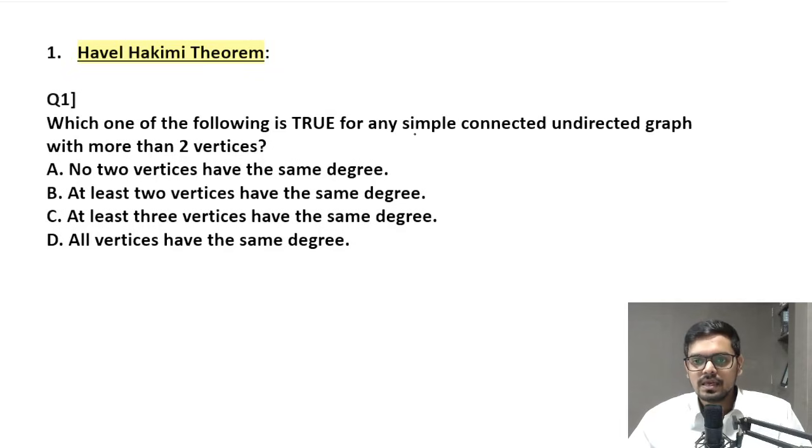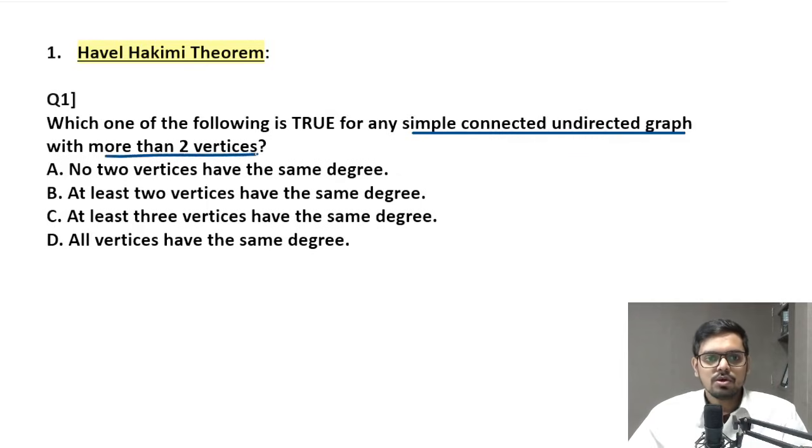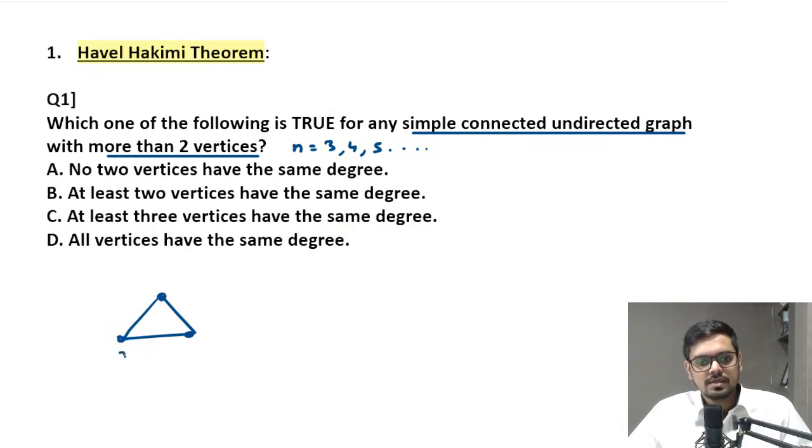The given data is saying simple connected undirected graph with more than 2 vertices, which means vertices cannot be 2, it should be more than 2, it can be 3, 4, 5, and so forth. So among them, which of the following is correct? I will make one graph of 3 vertex cycle graph. They are talking about the degrees. So I can see here degree 2, degree 2, degree 2. So no 2 vertices have the same degree? 2 vertices are having the same degree. Why are you saying no 2 vertices have the same degree? Wrong. Option A is wrong.